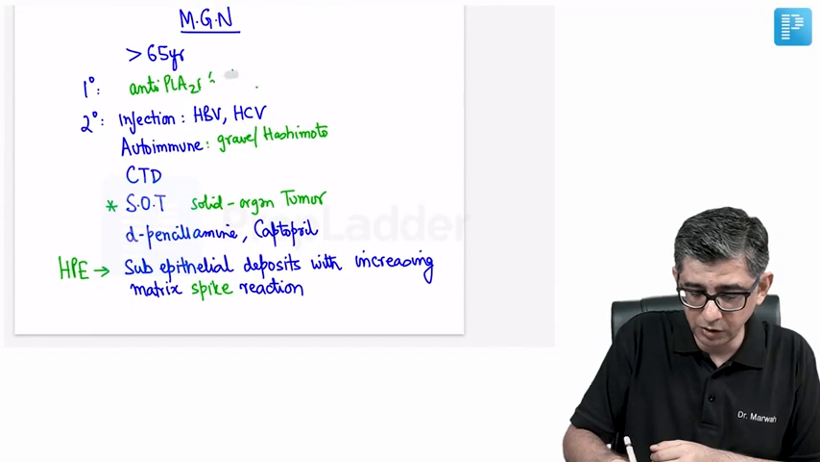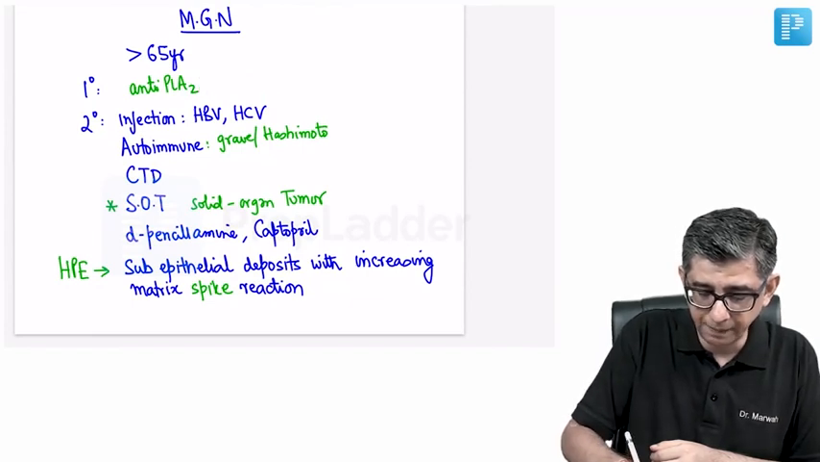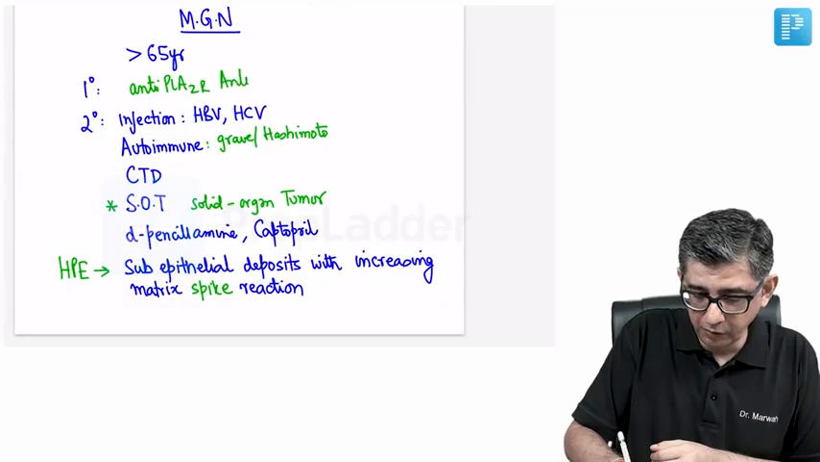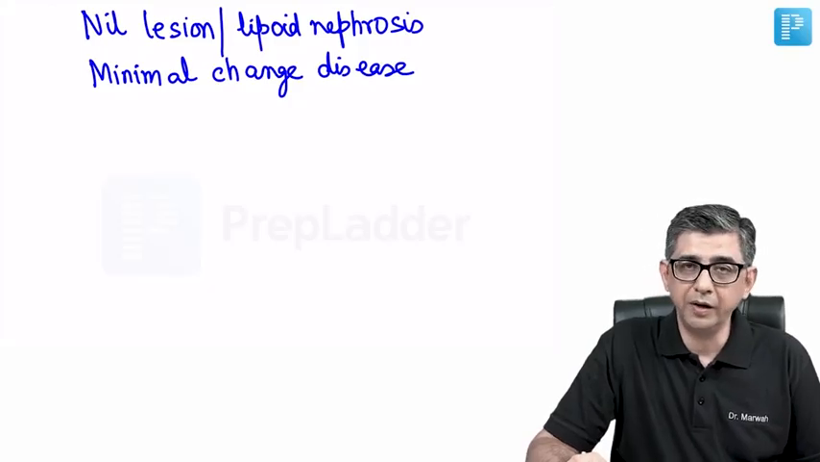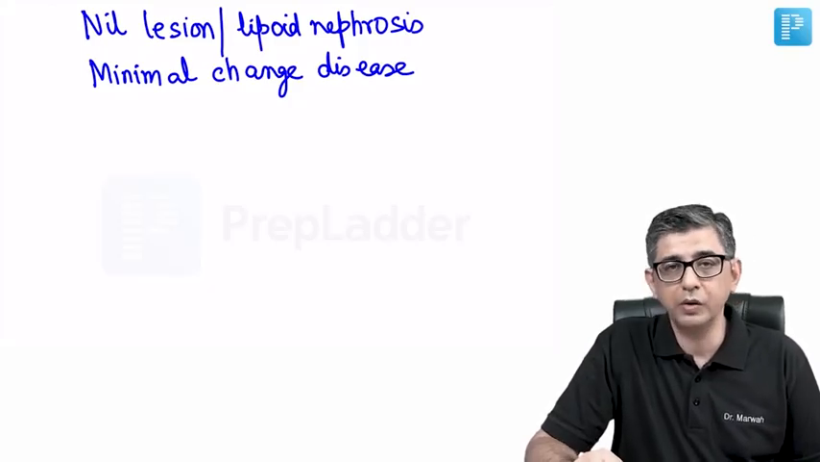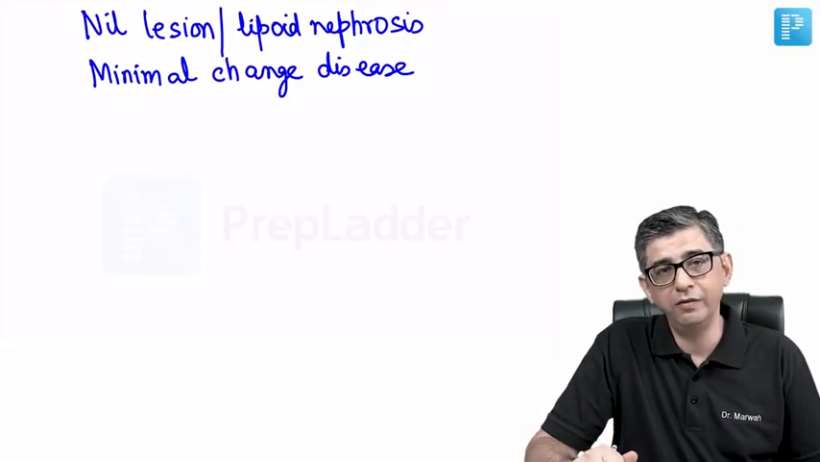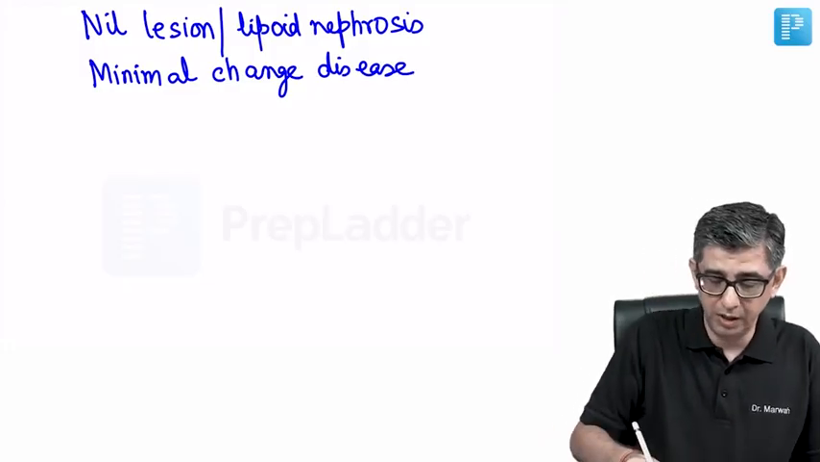When it comes to questions on this topic, one of the most important is what I have just said right at the top, the antibody, and then these associations, which are taught in pathology also and should be remembered. We shall now talk about the pediatric presentation of nephrotic syndrome, which is called minimal change disease. The alternative words used to describe it are nil lesion and lipoid nephrosis.